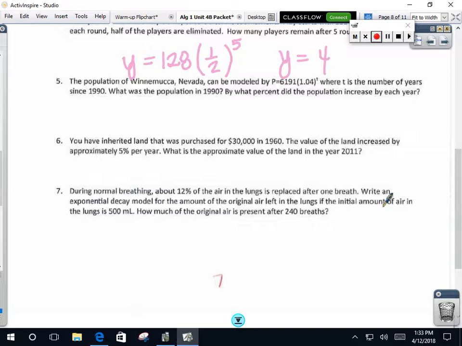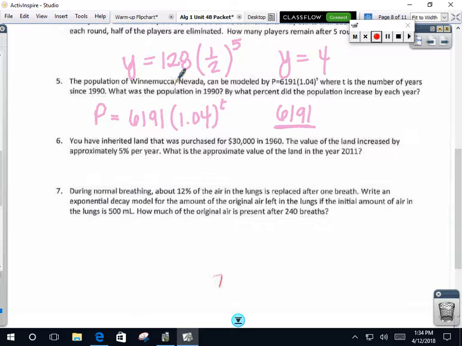All right, number 5. The population of Winnemucca, Nevada can be modeled by P equals 6,191 people times 1.04 to the T power, where T represents the number of years since 1990. What was the population in 1990? Sure you do. Right. No, listen, because all they're wanting to know is what was the population in 1990, which is the original population when they started the study.